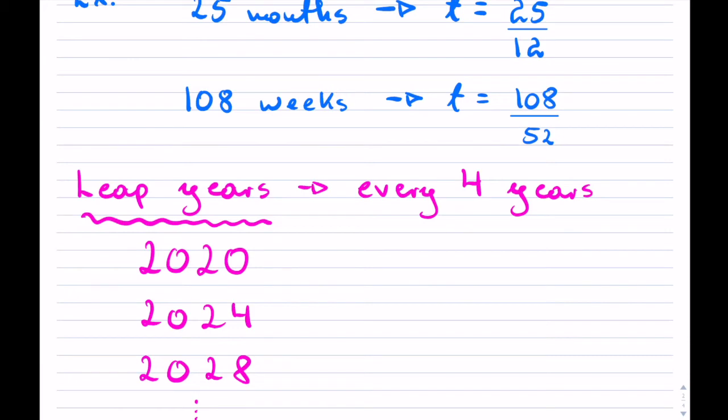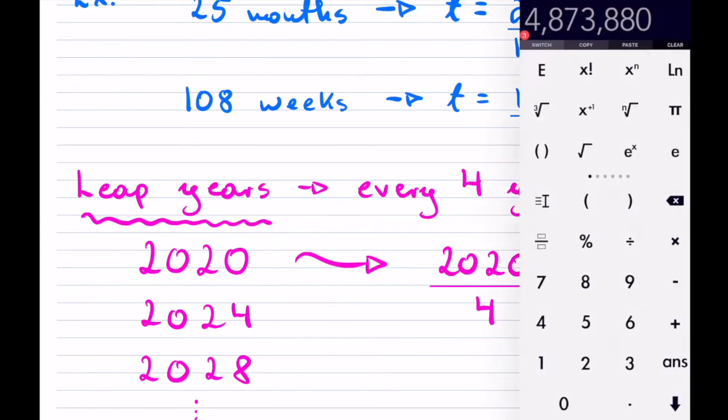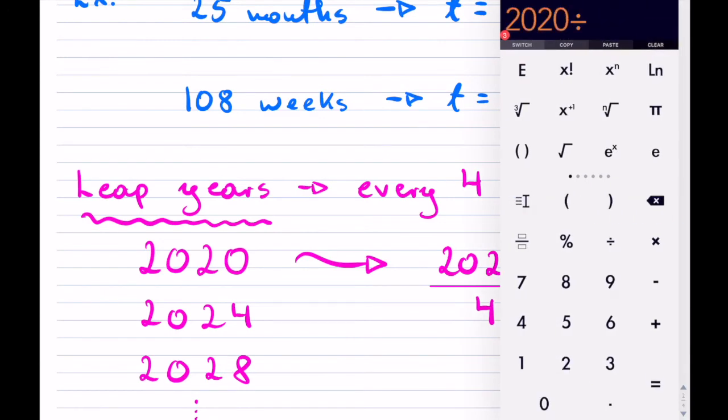But what if you kind of forget which one was a leap year or not? How can you tell? Well, you take the year and ask yourself, is it divisible by 4? Divisible by 4 means that it has no remainder, no decimal places remaining. If I take 2020 and divide it by 4, you notice the answer is 505. There's no decimal places, so this indeed is a leap year.